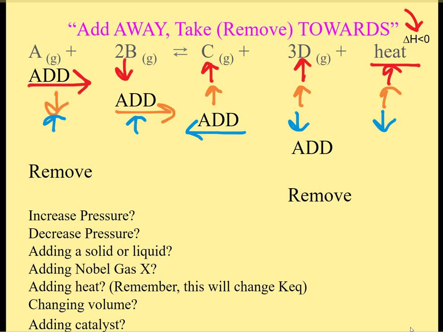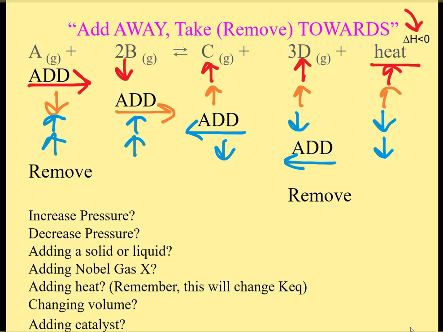The same thing happens if I add more D. If I add more D to my vessel, then C can't help but run into D. And so I am going to have more collisions, and that is going to cause a general shift over to the reactant side. And the same thing happens with the heat. Because heat is on the product side, that will decrease too. So adding a reactant shifts it towards the product. Adding a product shifts it towards the reactant.